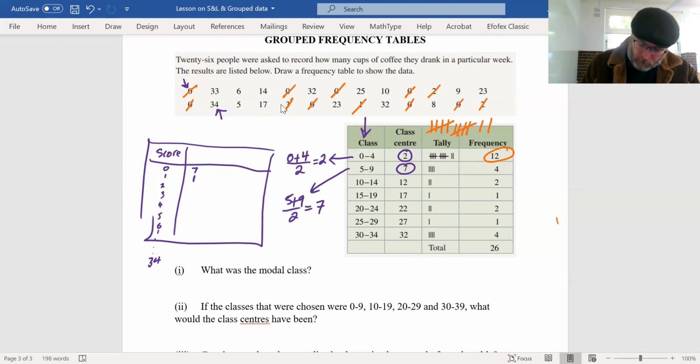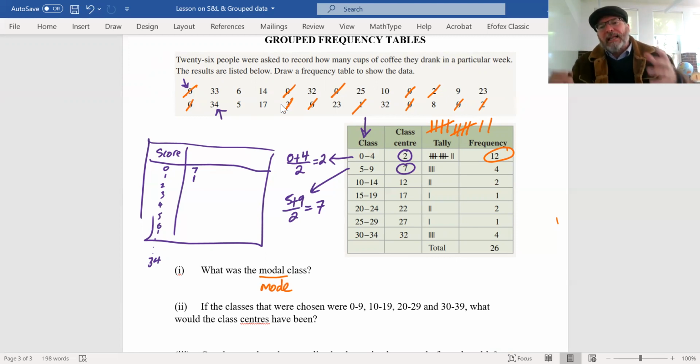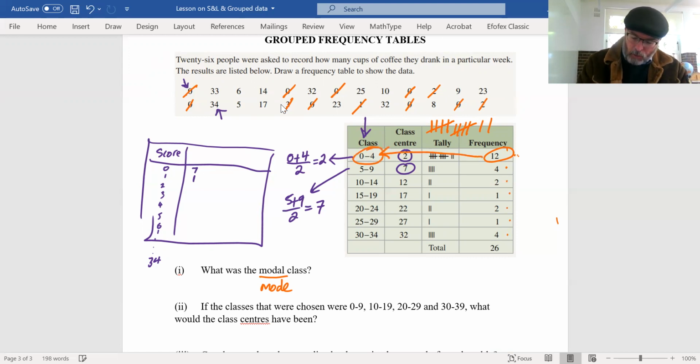What was the modal class? That's just another way of asking for the mode, but because we now don't have individual scores, we want to know what class the mode was. Well, which is the highest frequency? Clearly the 12 is the highest frequency. So the modal class is 0 to 4. That's the one with the most bits of data in it.